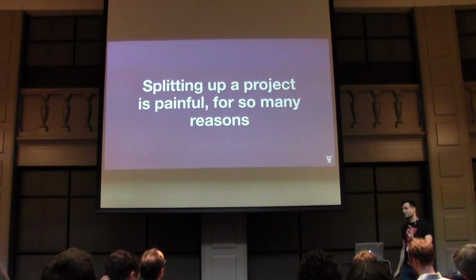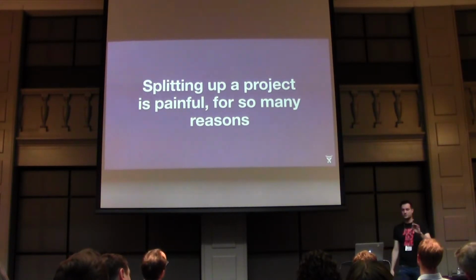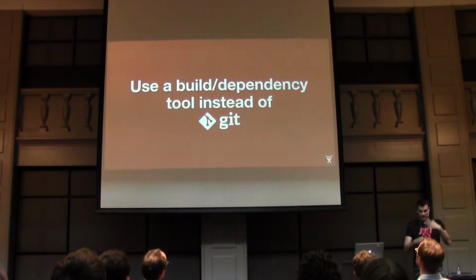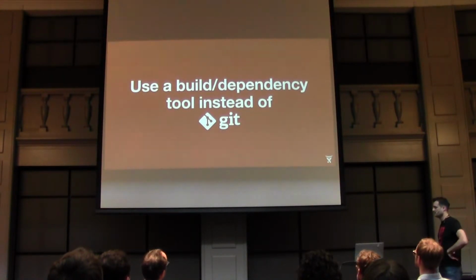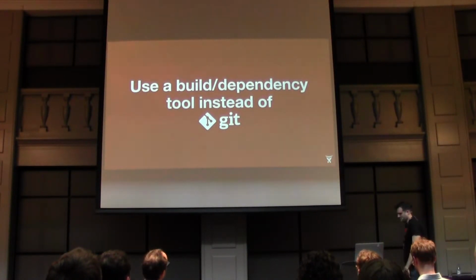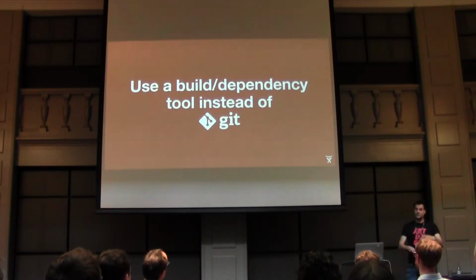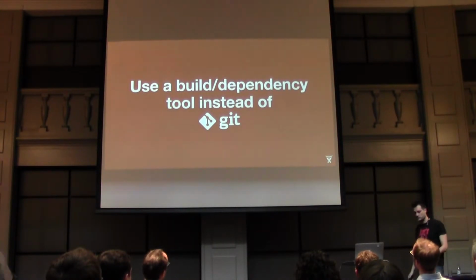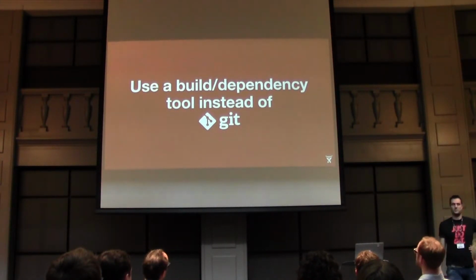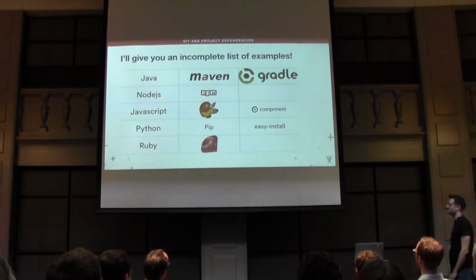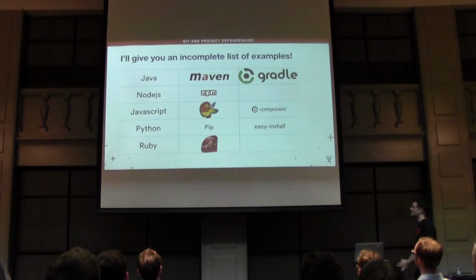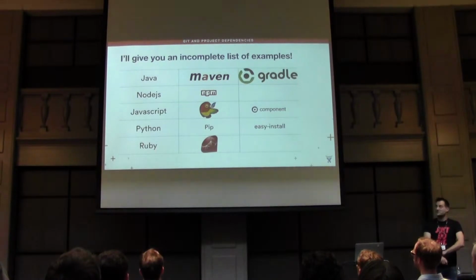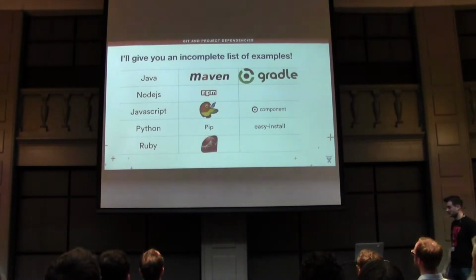My suggestion is to first explore if you can use a build or dependency tool instead of Git. And I'll just list a few. If your technology stack is relatively uniform, you generally can get pretty far with just those. You don't need Git for doing project dependencies. So I'll give you an example. For Java, we've been using Maven for a few years. There's Gradle, it's a relatively new addition to the tool set.